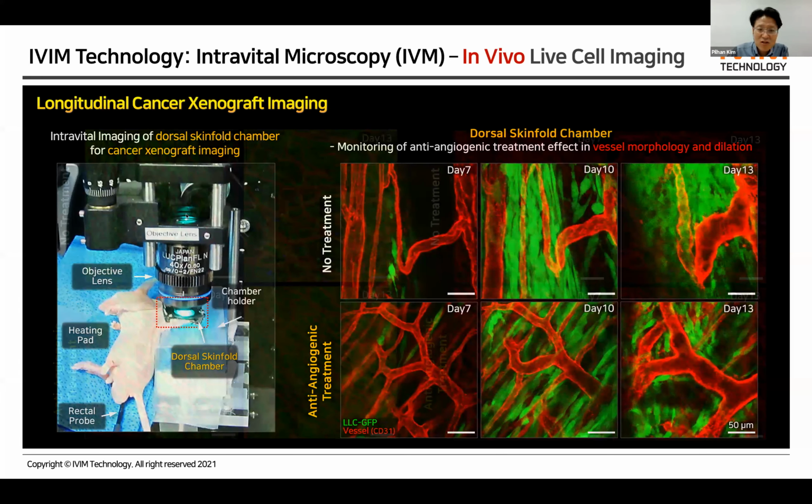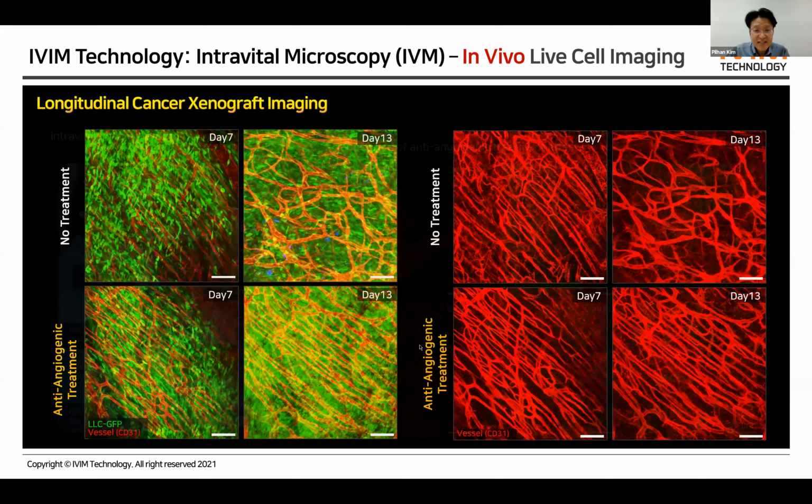In this particular example, we tested an anti-angiogenic agent. From day 7 to day 13, without any treatment, the vascular remodeling is huge. You can see the great change in the vasculature without any treatment from day 7 to day 13. But with anti-angiogenic treatment, we can reduce this vascular remodeling very efficiently, like this.